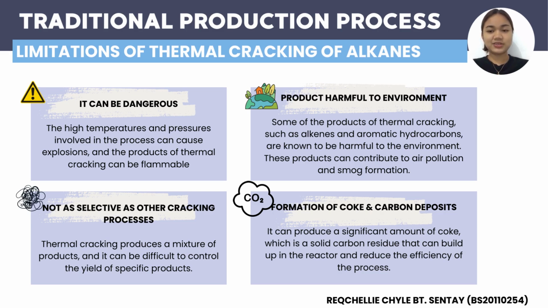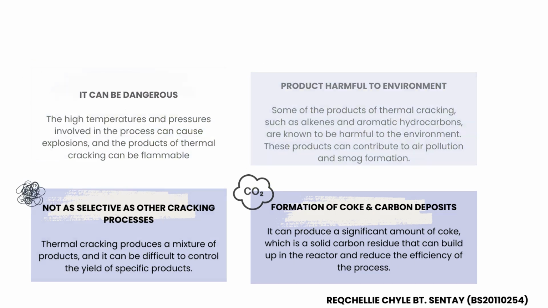These products can contribute to air pollution and smoke formation. Third, it is not as selective as other cracking processes. Thermal cracking produces a mixture of products, and it can be difficult to control the yield of specific products. This can make it difficult to meet the specifications of certain products, such as gasoline. And lastly, it can produce a significant amount of coke, which is a solid carbon residue that can build up in the reactor and reduce the efficiency of the process.